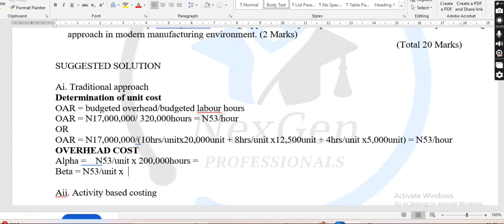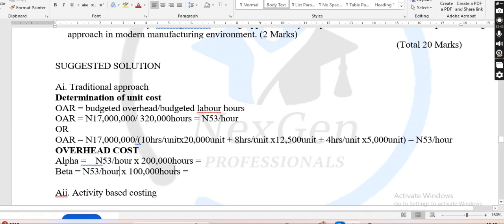So what is the number of hours that they use to produce this? 12,500 hours. Please multiply what you have. 100,000 hours. So how much are we paying? I wrote per unit, but it is all per hour. You guys did not correct me. This place is supposed to be hour, not units. You did not divide it by units. It's hours. So 53 naira per hour.